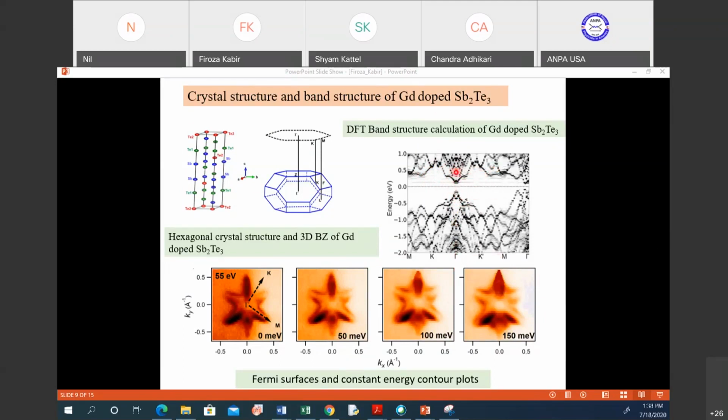This shows the Fermi surface and the electronic structure of our sample. A circular-shaped hole-like feature is observed at the gamma point, which is the position of the topological surface state, and the enlarging shape of this with increasing binding energy confirms the hole-like nature of the band around gamma.